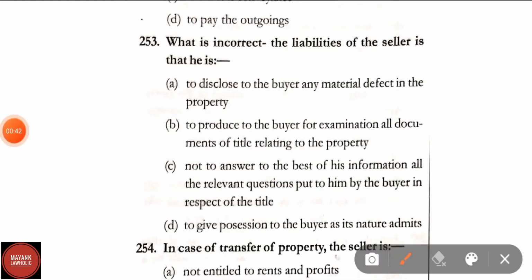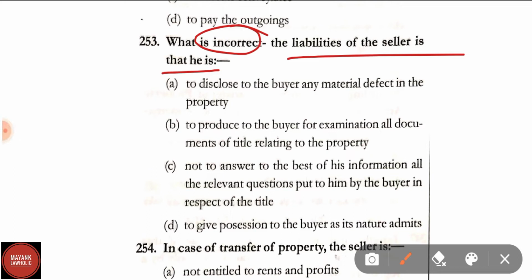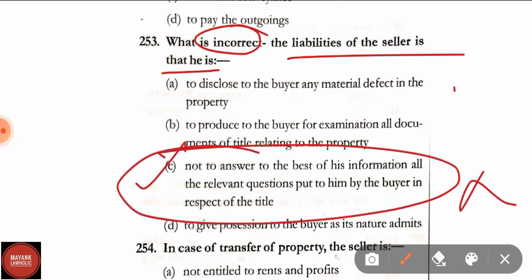Question number 253. What is incorrect? The liabilities of the seller are that he is to disclose to the buyer any material defect in the property, to produce to the buyer for examination all documents of title relating to the property, not to answer to the best of his information all the relevant questions put to him by the buyer in respect of the title. Option D, to give possession to the buyer as its nature admits. Correct answer is option C. Option C is incorrect. Other options are correct.